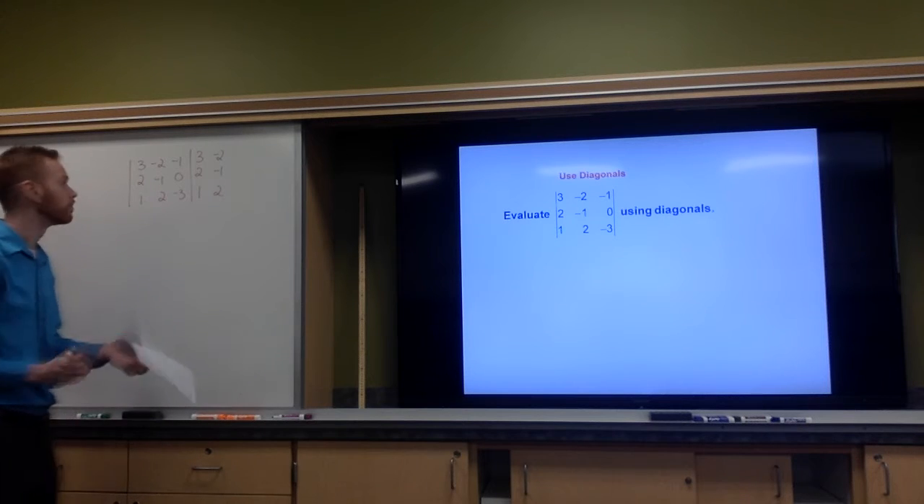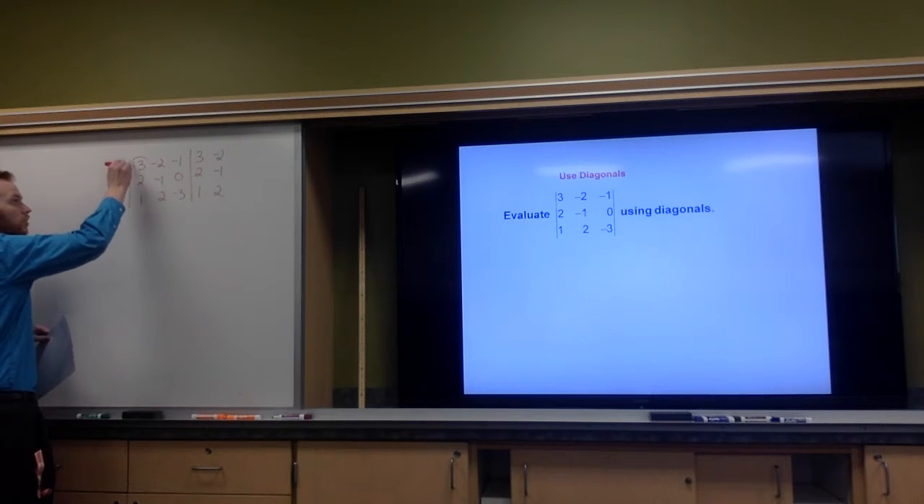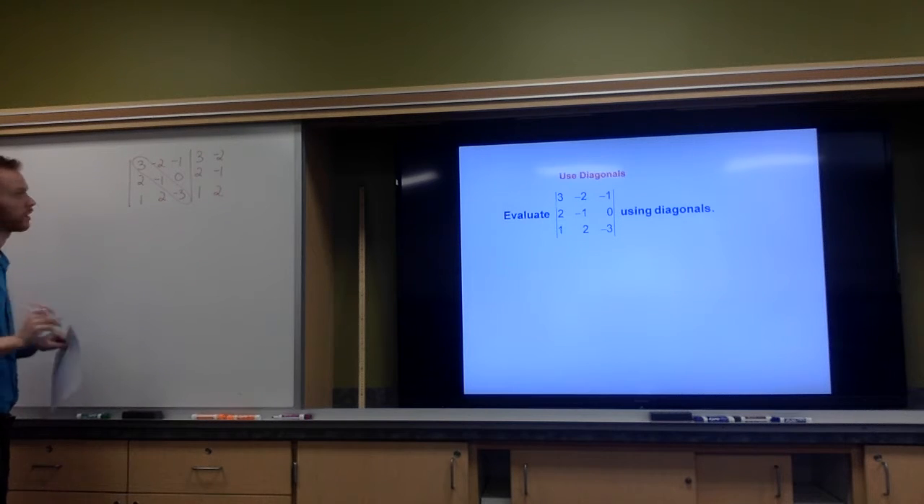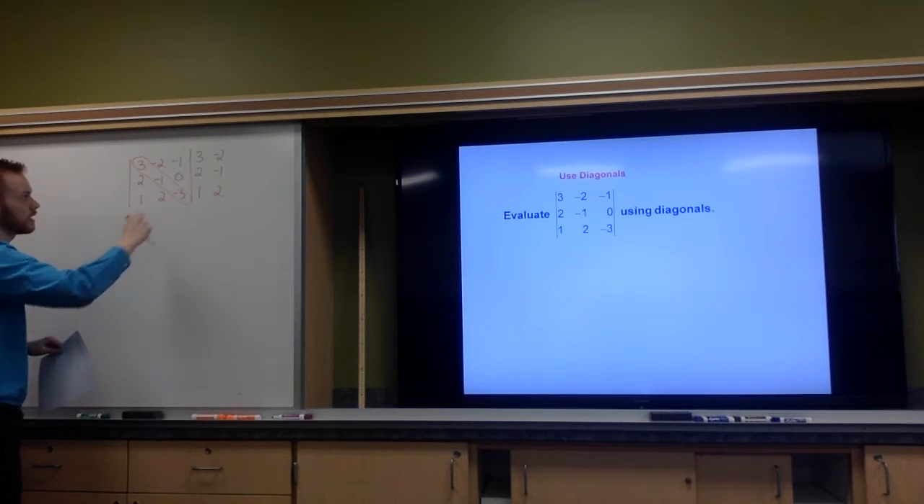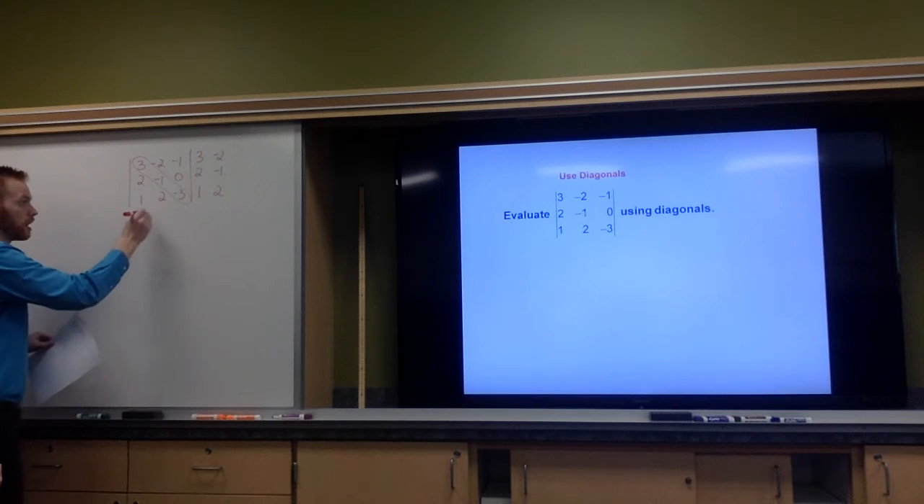So here's what we're going to do. We're going to take each diagonal, starting here, and we're going to multiply them together. Okay, so 3 times -1 times -3. That gives me what? A positive 9.